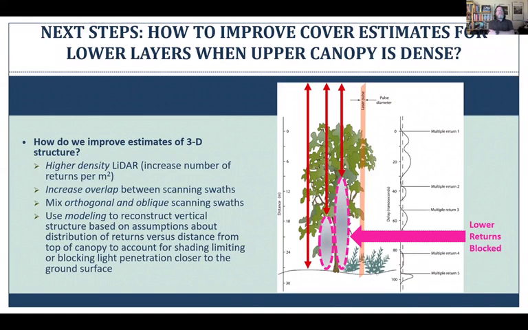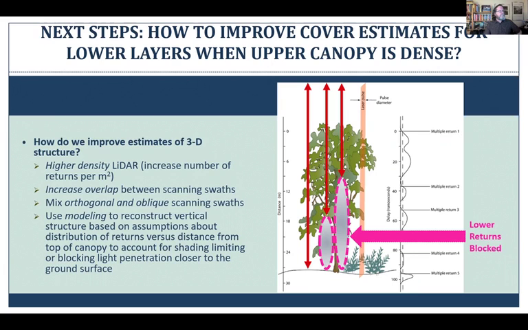So what do we do about this? How do we improve? For an overall canopy cover estimate, we're doing pretty good. But where we want finer vertical detail of the structure, we have some challenges. And what can we do about that?